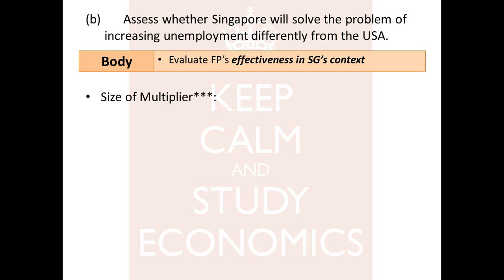Now this is a very important evaluation for fiscal policy that we have not really talked about a lot in tutorials, right? That's the size of the multiplier. You need to consider that the size of the multiplier as an evaluation is especially important in the Singaporean context, for one very simple reason: you need to consider the characteristics of the Singaporean economy.